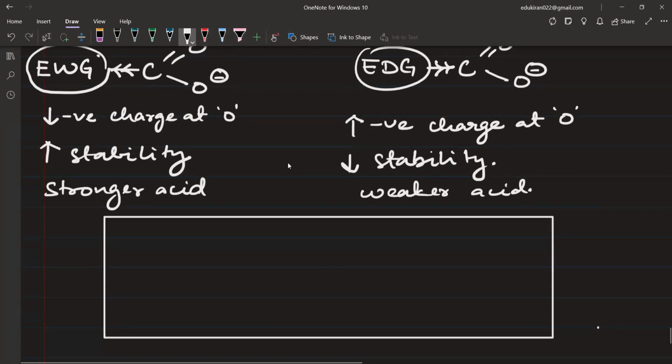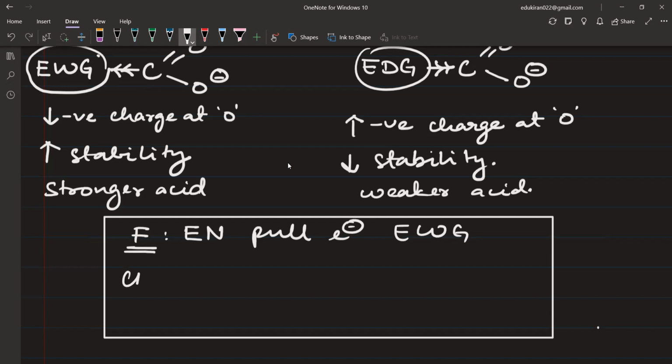For example, you have atoms like fluorine. तो fluorine क्या है आपके पास? It is very electronegative element. So if fluorine is attached anywhere in the alkyl chain, then it is going to pull electron. If it is going to pull electron, that means it is what? It is withdrawing the electron. So it is electron withdrawing group.